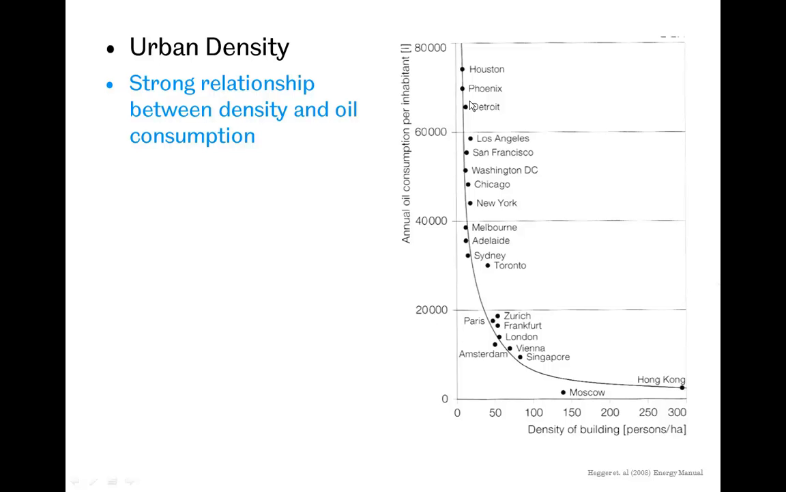If we go to a much less dense city, if we go to Houston in the United States, which is a very sparse city, very, very spread out, it's not a compact city at all, with a density of about 10 people per hectare, the oil consumption per inhabitant is hugely greater than our London example. If we then go to a very, very dense city, Hong Kong being the example here, much, much denser, the oil consumption is hugely lower per capita of population. So a really important relationship between urban density and oil consumption.